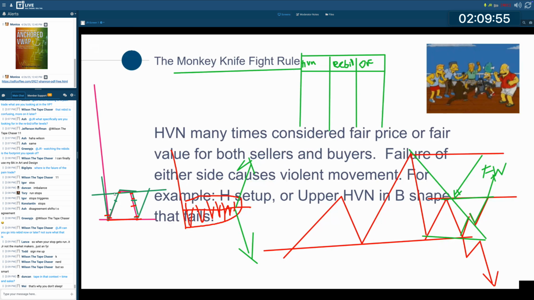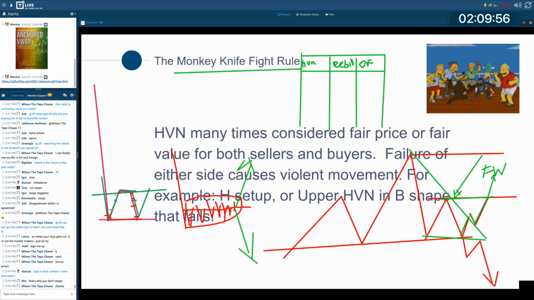I'm talking about in this case right now. The rebid question was time and sales, but there's also a rebid in the footprints as well.